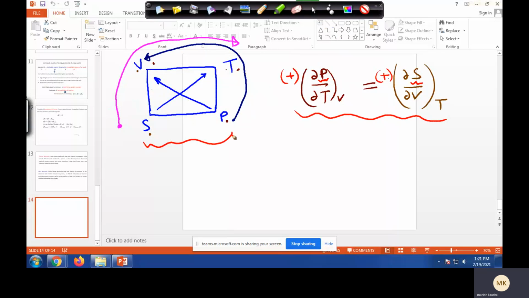Remember, this is just a technique. There is no physical meaning in this diagram. It is just a trick to remember how we write all four Maxwell relations. So you can try others too.